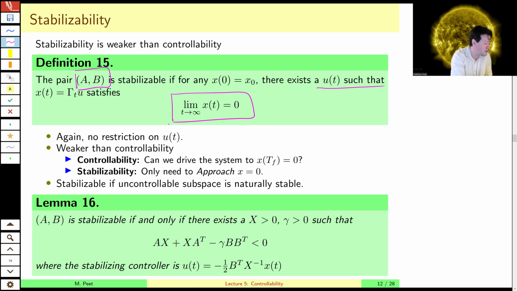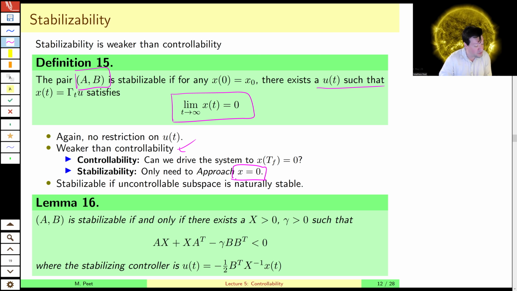So again, this is weaker than controllability because we don't have the ability, for those states which naturally decay, to necessarily push them in various directions. They naturally tend to 0, and so we abrogated that ability. We only need to approach 0. We don't need to go anywhere else.